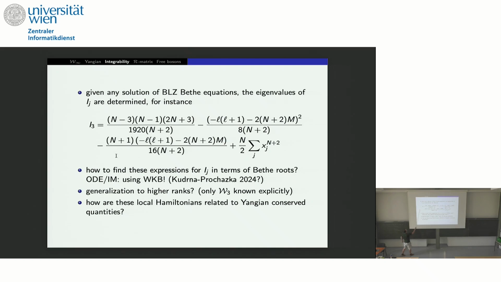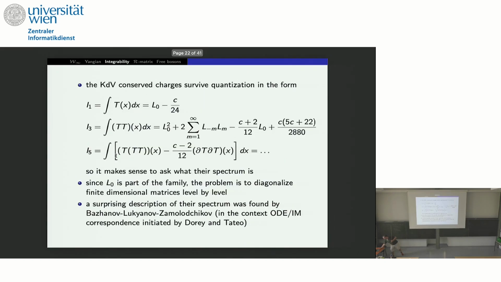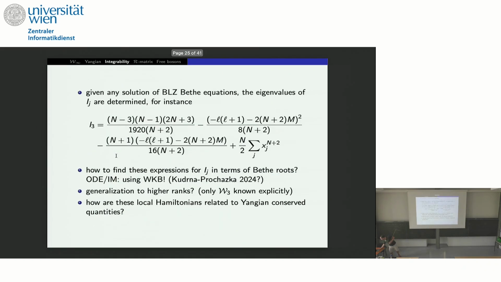For example, the first non-trivial one, this I3, which was quadratic in the Virasoro generators, is given by just some symmetric polynomial in the positions of the centers. I wrote it completely, but these terms are just some overall contribution from the primary, while this is really the dependence on the descendant, and you see that it is controlled by the center of mass of these positions of centers.